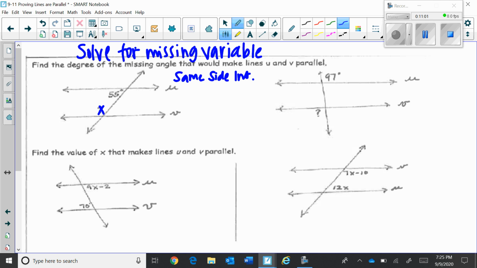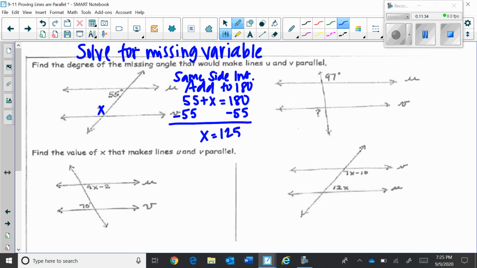And what do we know about same side interior? They add to 180 degrees. So remember, we're adding to 180 degrees. We set up that equation. 55 plus x equals 180 degrees. Subtract 55 from both sides. And so we are left with x equals 125.